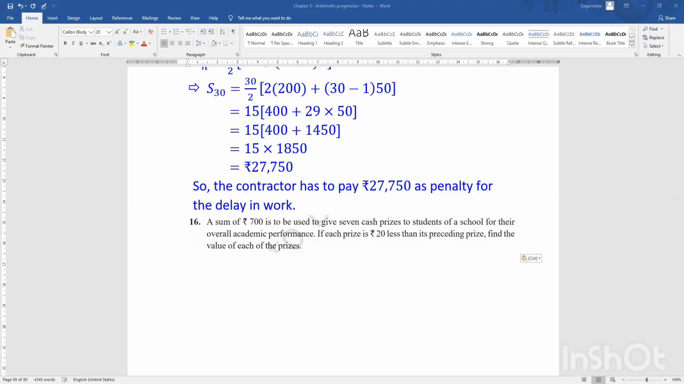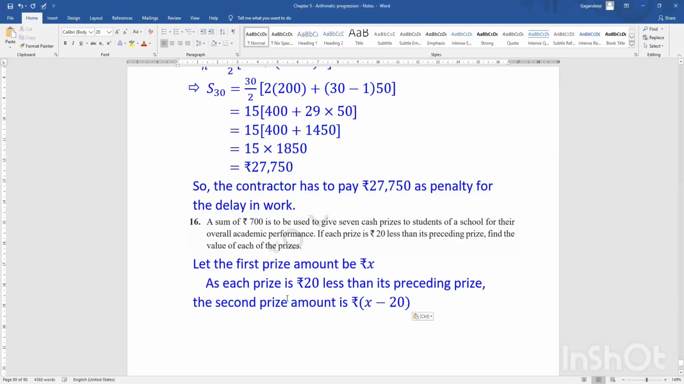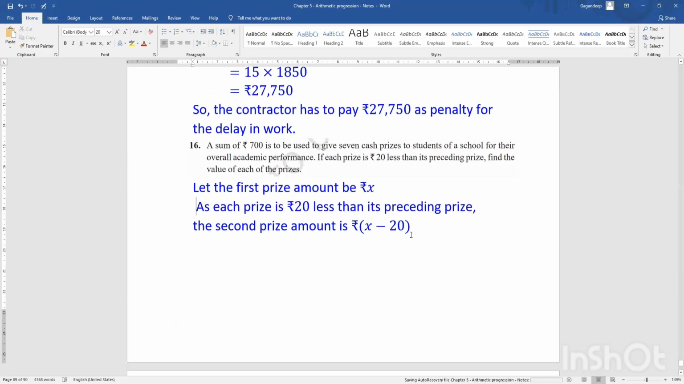Let the first prize amount be x. Okay, now as each prize is 20 rupees less than its preceding prize, the second prize amount is how much? x minus 20. I take it as x minus 20.